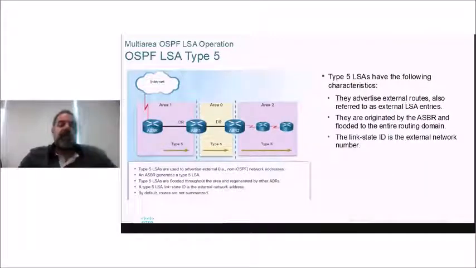And so the last one, Type 5, they advertise external routes, also referred to as external LSA entries. They are originated by the ASBR and flooded to the entire routing domain. And so basically, this is the actual route information, while the previous one was about which was the ASBR. And the link state ID is the external network number.